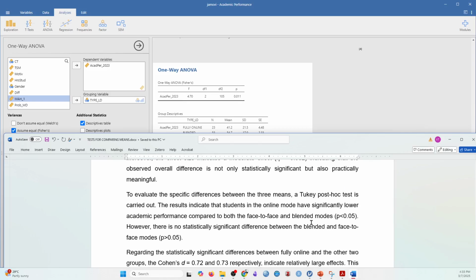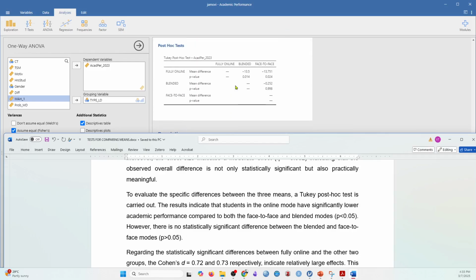And we then proceed with a post hoc test. Now, to evaluate the specific differences between the 3 means, a Tukey post hoc test is carried out. The results indicate that students in the online mode have significantly lower academic performance compared to both face-to-face and blended modes, where p is less than 0.05. However, there is no statistically significant difference between the blended and face-to-face modes, p greater than 0.05. So this is something you can see here in the post hoc Tukey test.